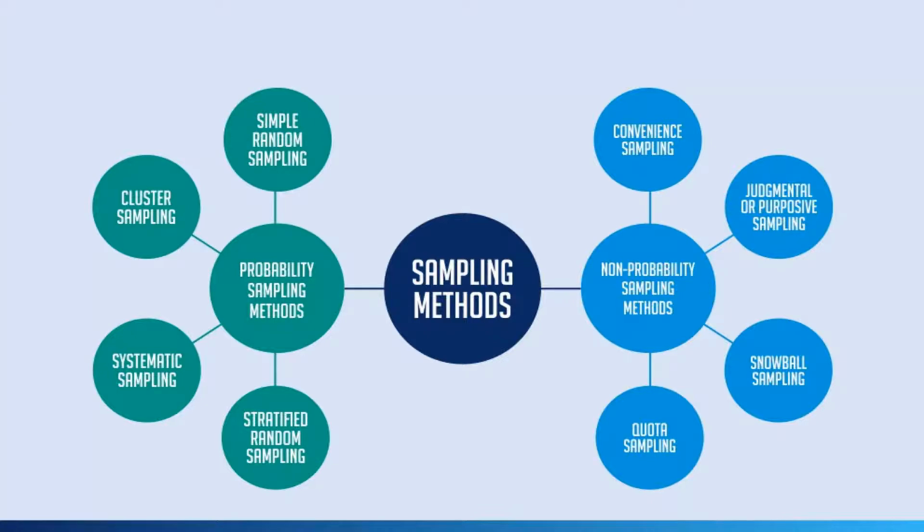So that's why it's called judgmental, because the process of selecting your samples is based on your judgment, based on the purpose. So that's why it is purposive sampling. Another is what we call the snowball sampling.